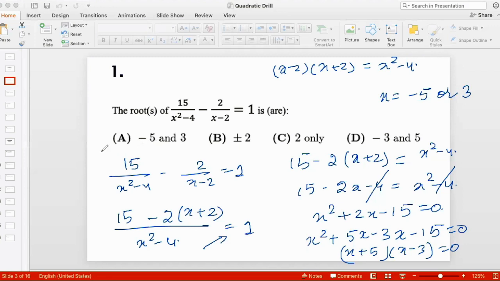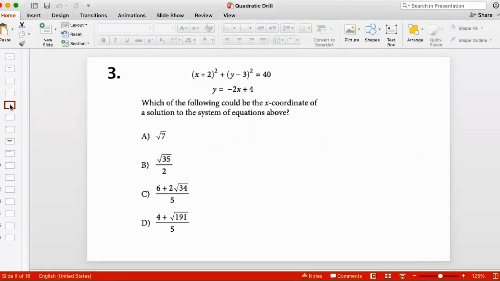And that's option A. We can see that in this equation, x could not have been plus or minus 2, because that would have made the denominator 0 for this fraction, and that would not be permitted. But since our answers are minus 5 or 3, there's no problem.